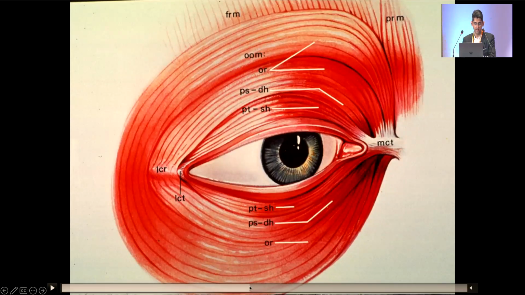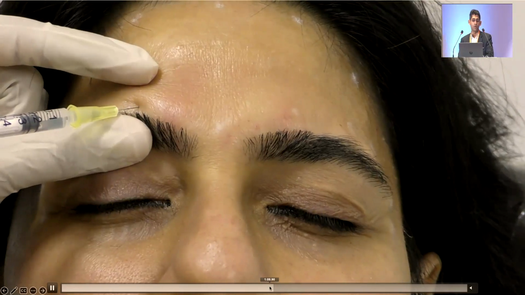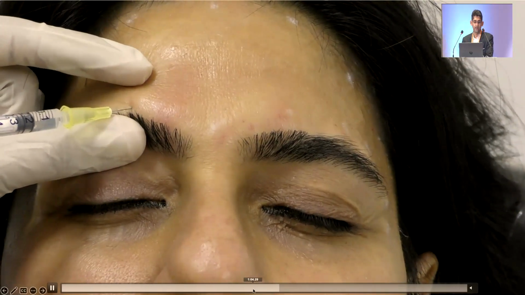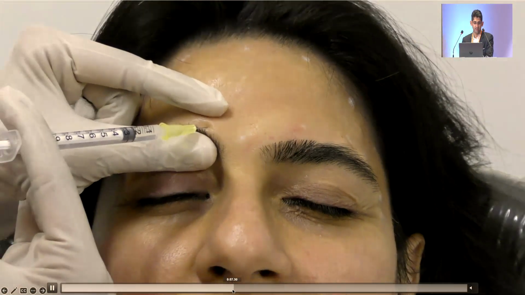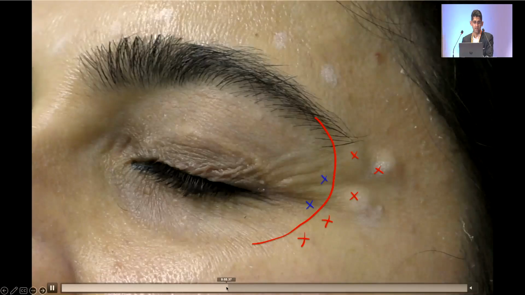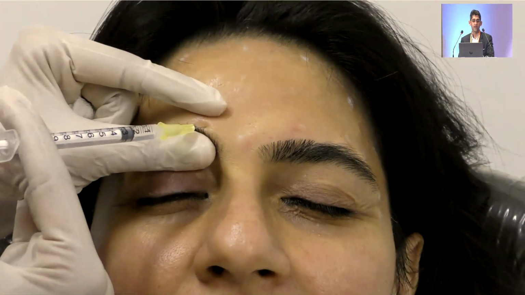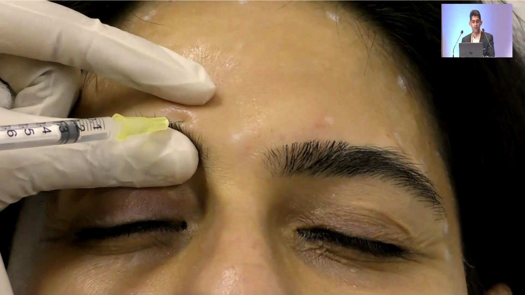Now in the same patient, what we have done is, this is where the belly of the corrugator is injected. First, you can either choose to inject the corrugator or the procerus. So look how I am injecting.